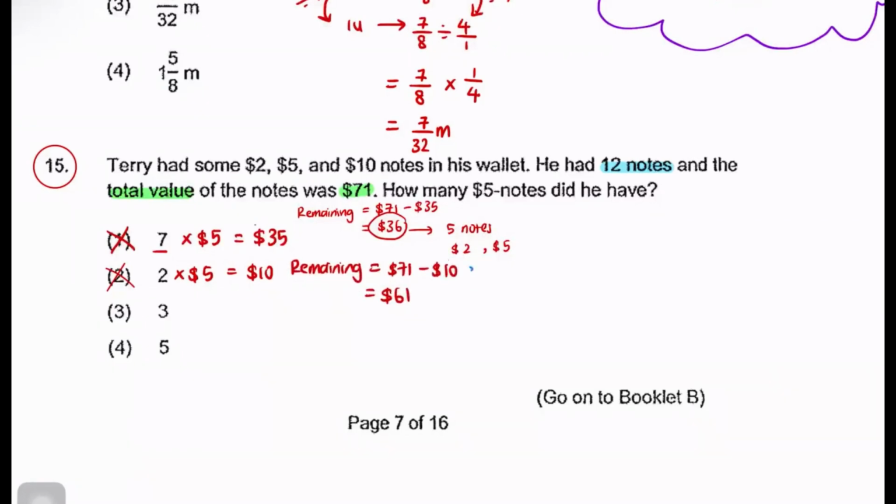You guys must understand the reasoning, okay? Then option 3. If he has three $5 notes, it will be $15. What will be the remaining amount? 71 minus 15 equals $56. Can or not?